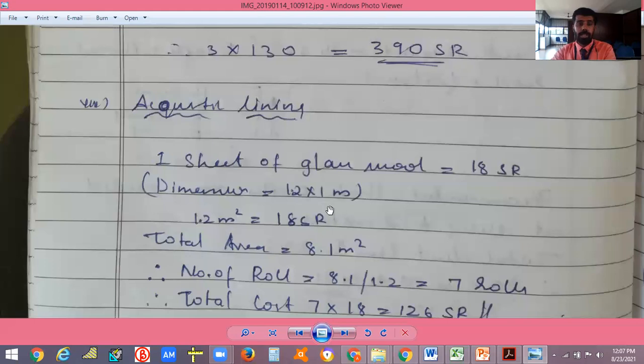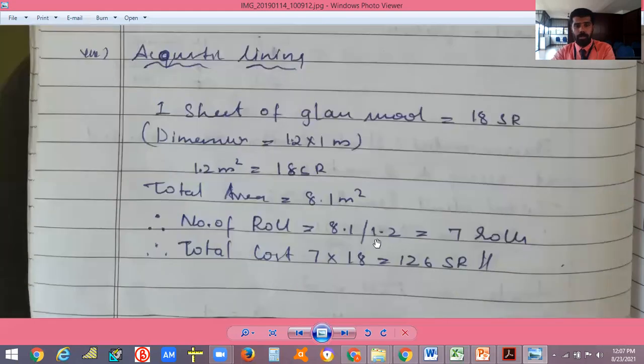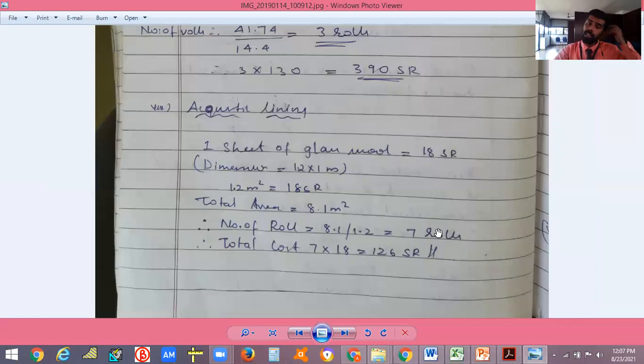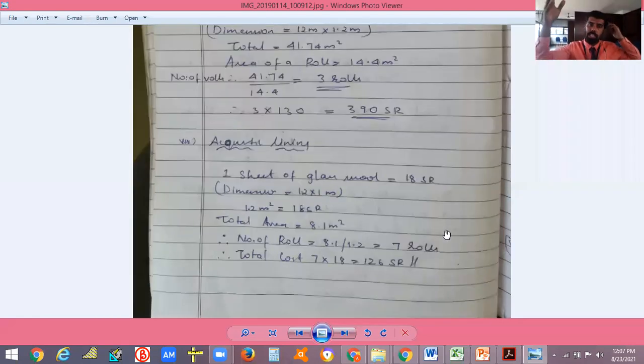So the number of rolls will be found by the same method. 8.1 divided by 1.2, you'll be getting 7 rolls. So one roll 18, so 7 rolls, 126 Saudi Riyal. So this is the way that we'll be finding the estimation for each material. Then we will be adding all these things and we'll be getting the estimation. Okay. So this is the estimation and costing.